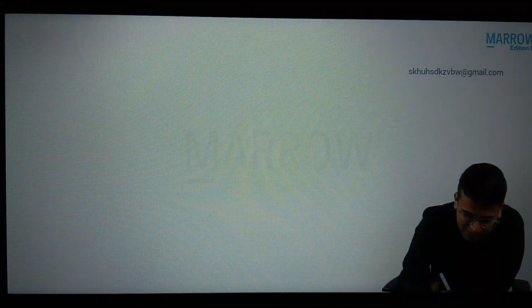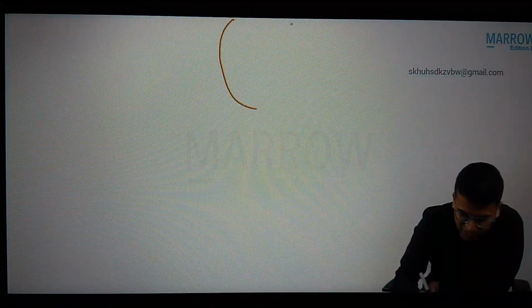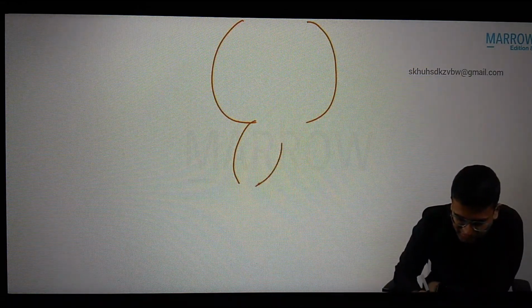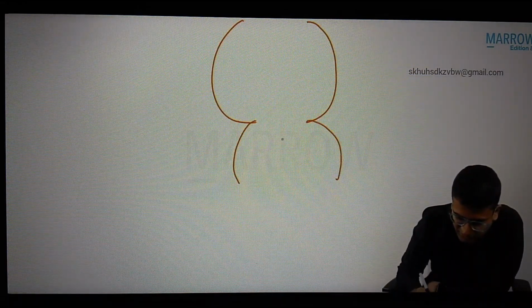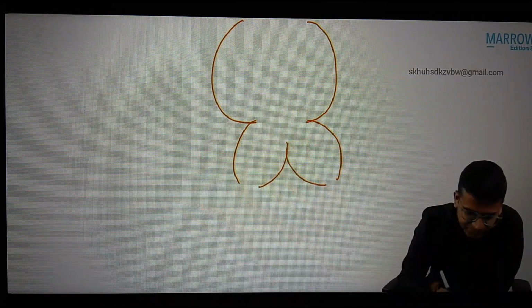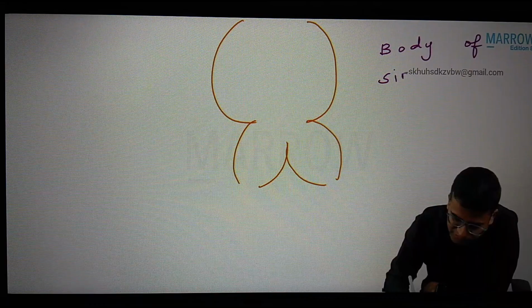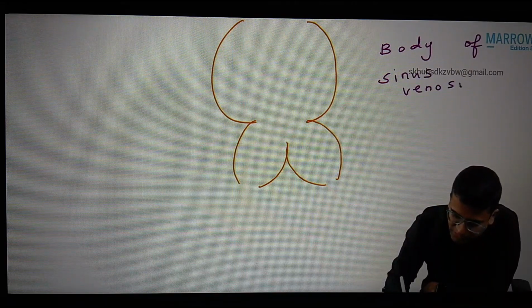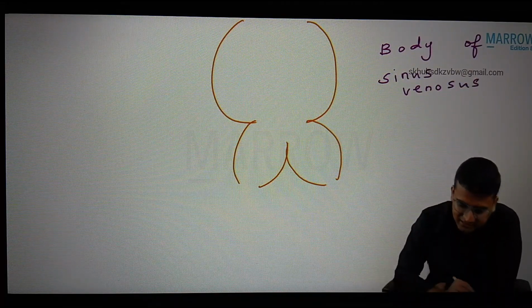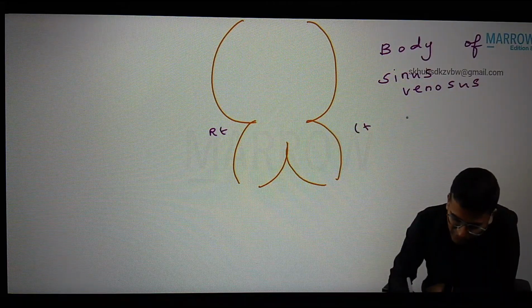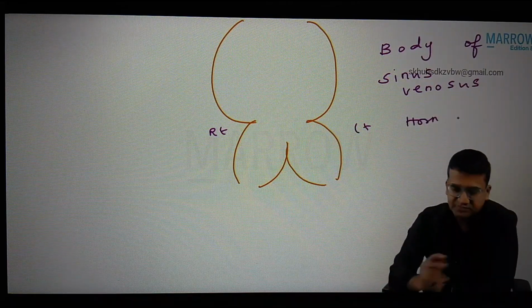Okay. So now we draw the diagram. This is our sinus venosus. This is the body of the sinus venosus. And this is the right horn. And this is the left horn. This is the body of sinus venosus, and this is the horn of sinus venosus. This is the right horn. And this is the left horn of the sinus venosus.